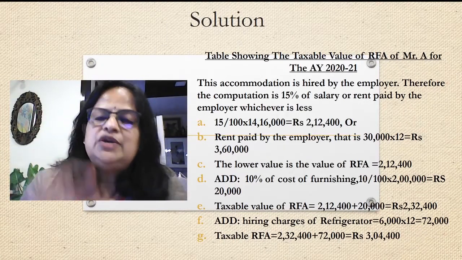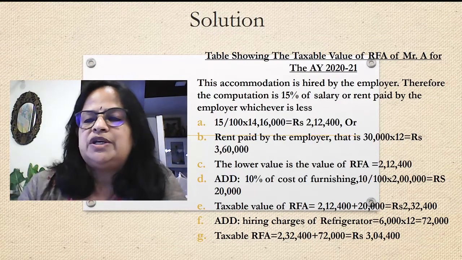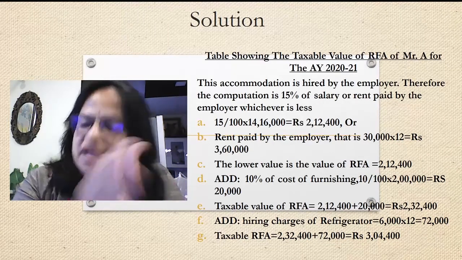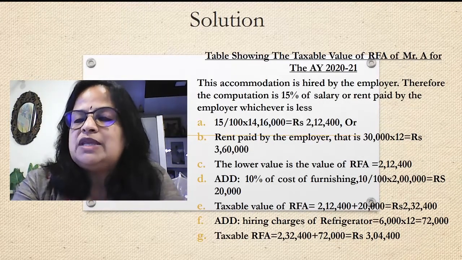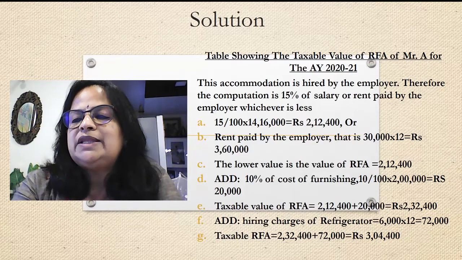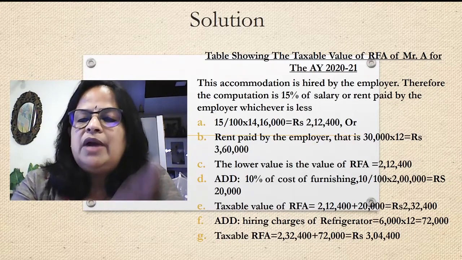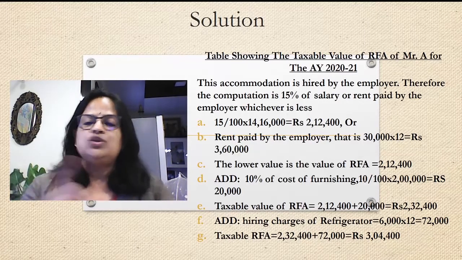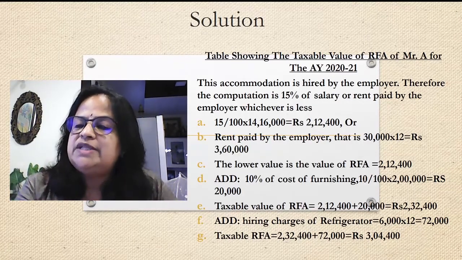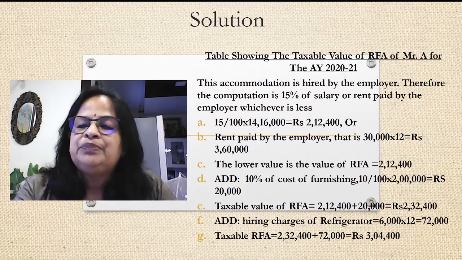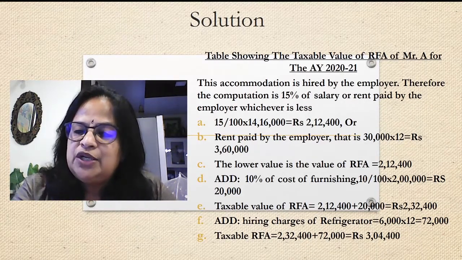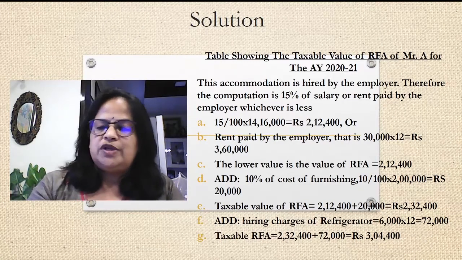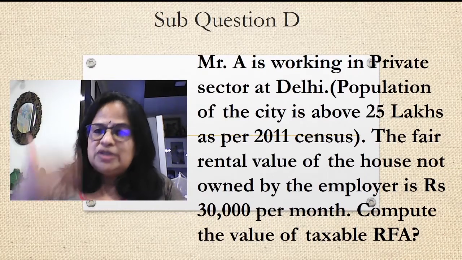Now you know that you have to add 10% of cost of furnishing. So you add 10 by 100 into 2,00,000. Now taxable value of RFA will be 2,12,400 plus 20,000, 2,32,400. Now add hiring charges of the refrigerator. It's paid by the employer, so it will be added to RFA. 6,000 he is paying, 6,000 into 12, 72,000. So taxable RFA is 2,32,400 plus 72,000. Total is 3,04,400.